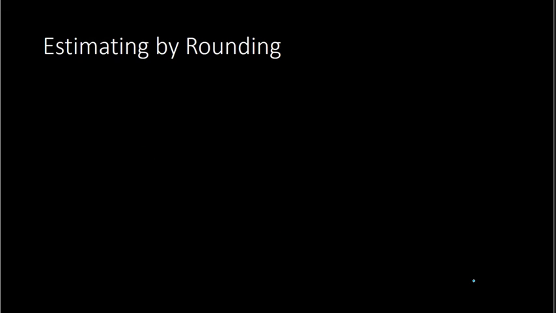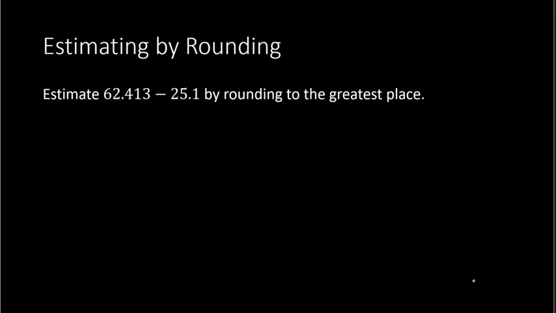Next, for subtraction, if we had 62.413 minus 25.1. And again, we are trying to round or estimate by rounding to the greatest place. What I do is I round the 6, and to do that I look at the number after, which would be the 2. So to round, the 2 is less than 5, which means the 6 would remain as it is. That's going to be 6 followed by zeros, which would be 60.